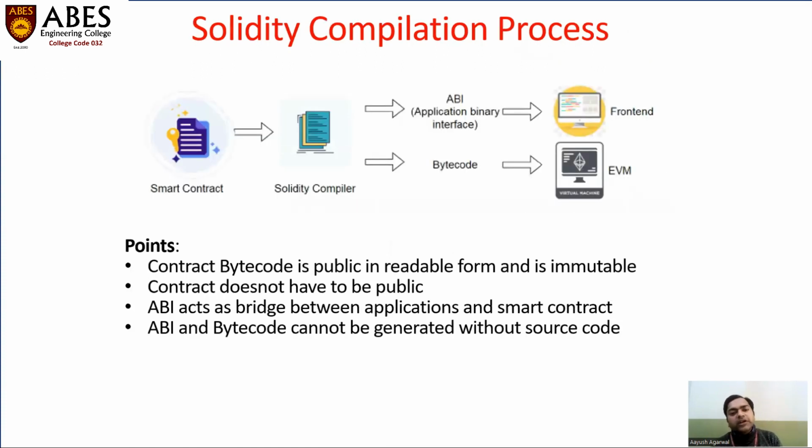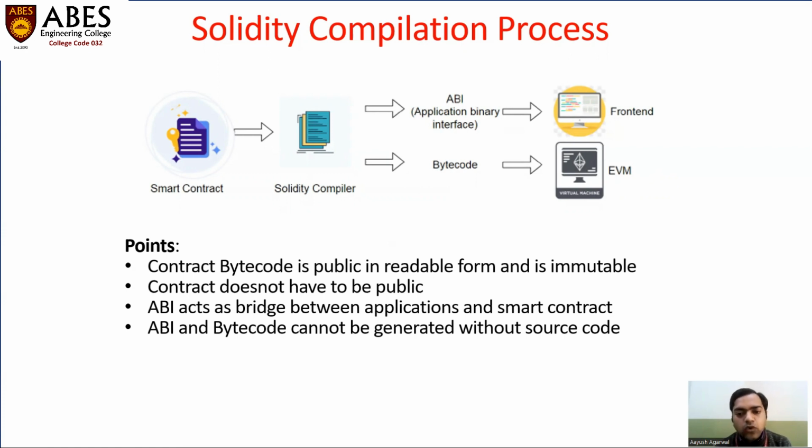This is the Solidity compilation process. If you have learned any programming language, you have to make a program and then you have to compile your program. The same kind of process we are using here also. So we have a smart contract, then we'll provide this smart contract to the Solidity compiler, right? What does this compiler do? It will split your smart contract into two parts. First of all, you have the ABI, that is Application Binary Interface, and next we have bytecode, right?